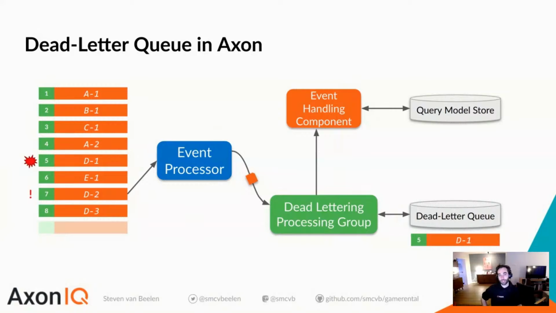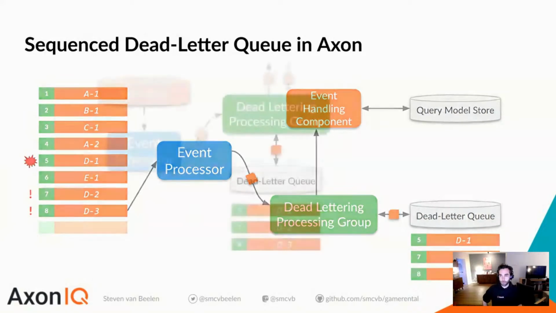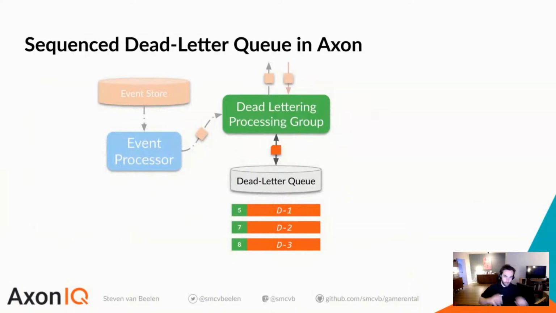And that is exactly what our dead lettering processing group does. It doesn't only store D1, it will also store D2 and D3. So we don't necessarily have a dead letter queue, we have a sequenced dead letter queue, essentially a queue of sequences. And we do this to maintain the ordering of the events, of the messages. To further ingrain this thought, I have the following diagram, focusing a little bit on the dead lettering processing group. It means that we don't have a single queue.